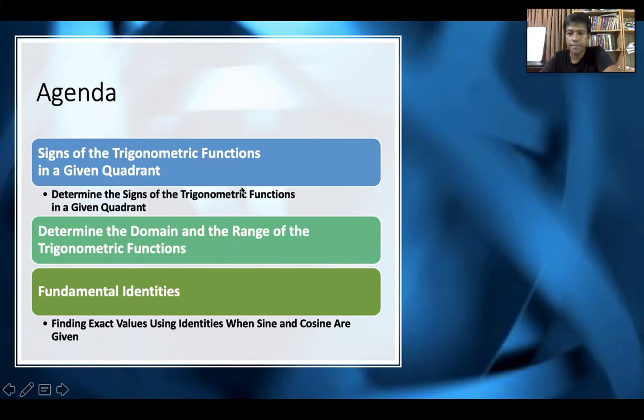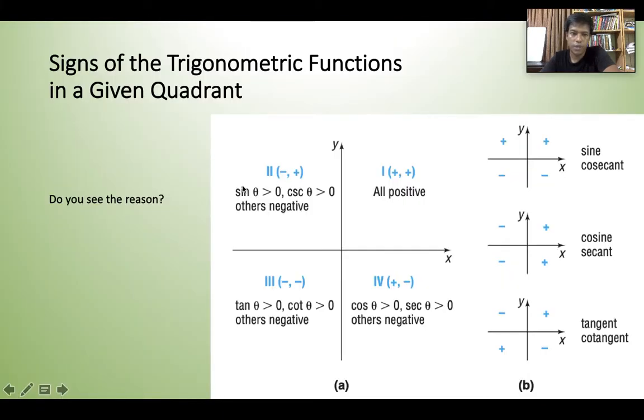Okay, so let's look at the first one. You already have the concept about this slide actually, the sign of different things. Suppose sine: why is sine negative here, why is cos negative here? Do you see the reason? The reason is actually simply due to the relative position of the point in the given quadrant. Let me bring the annotation toolbar.